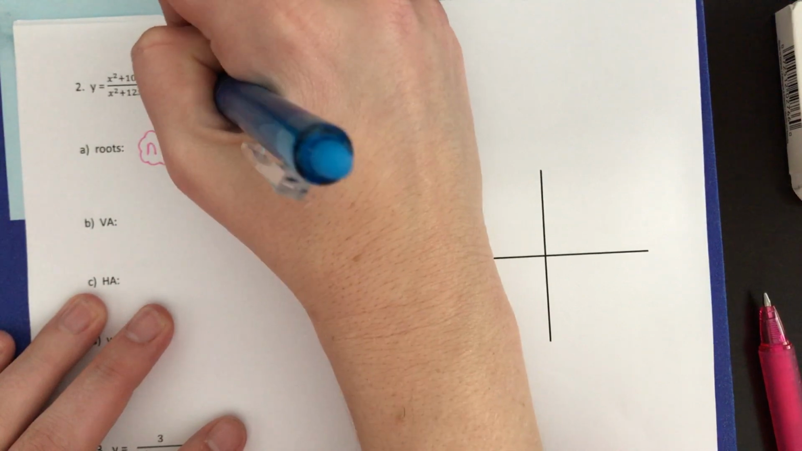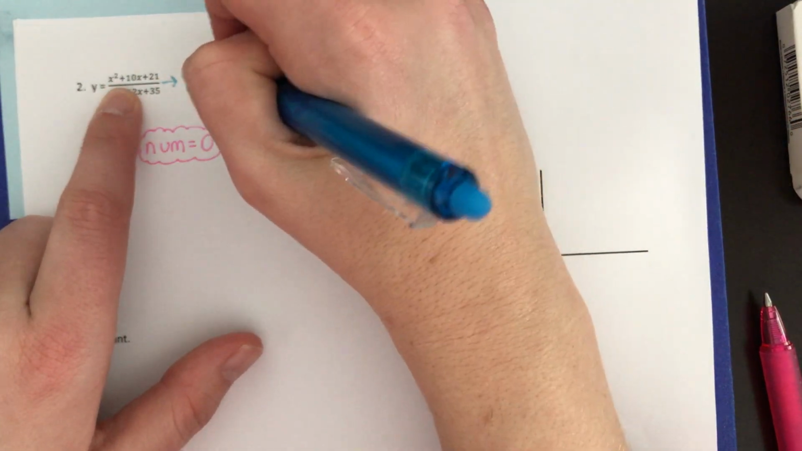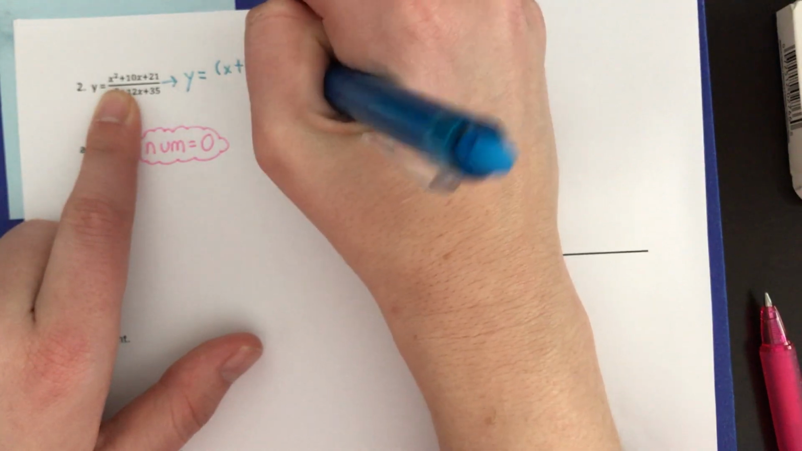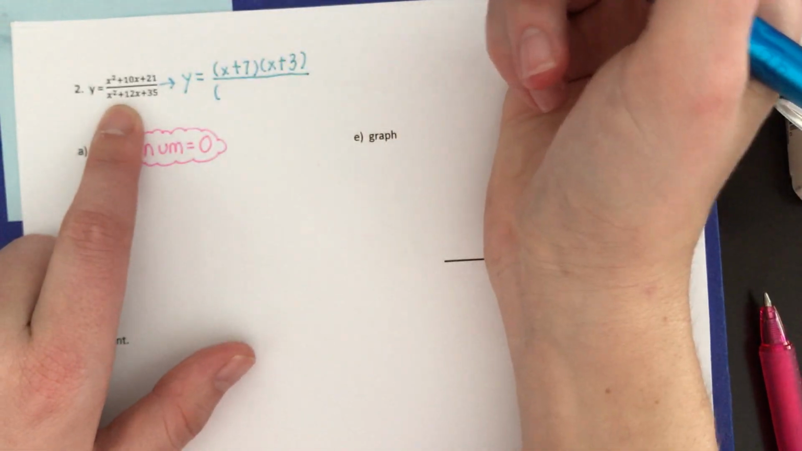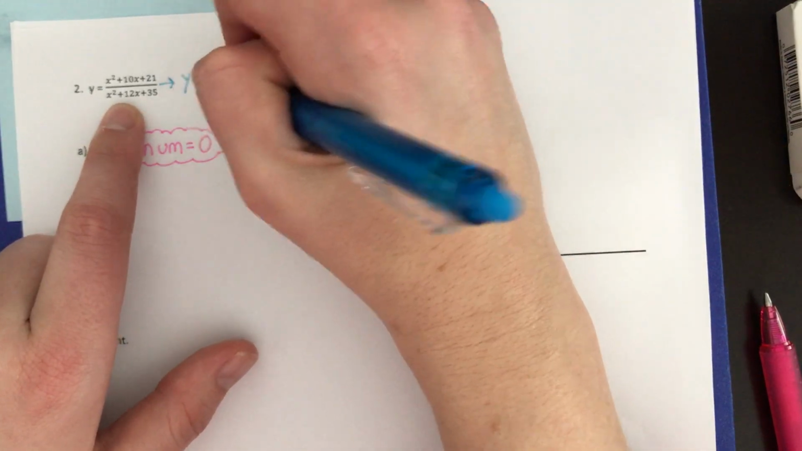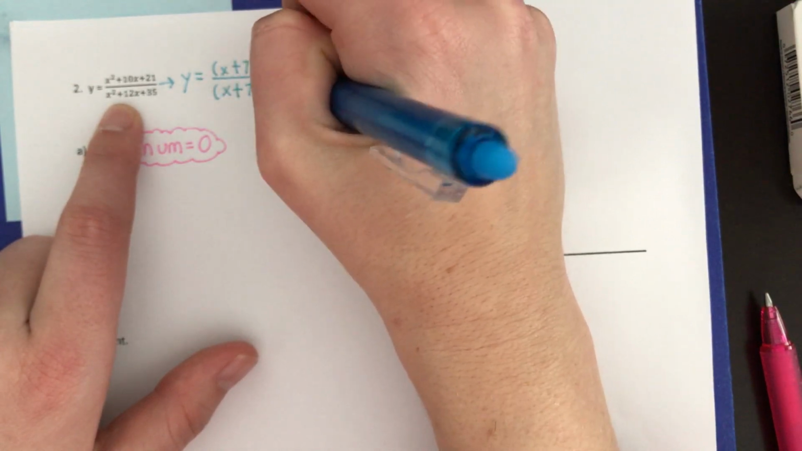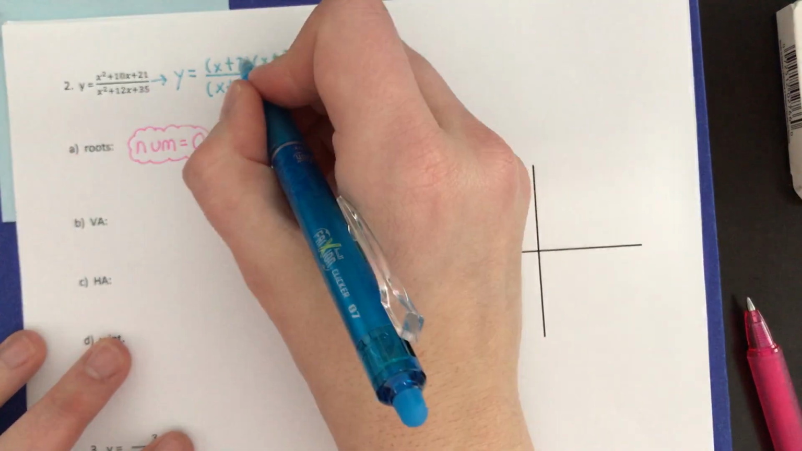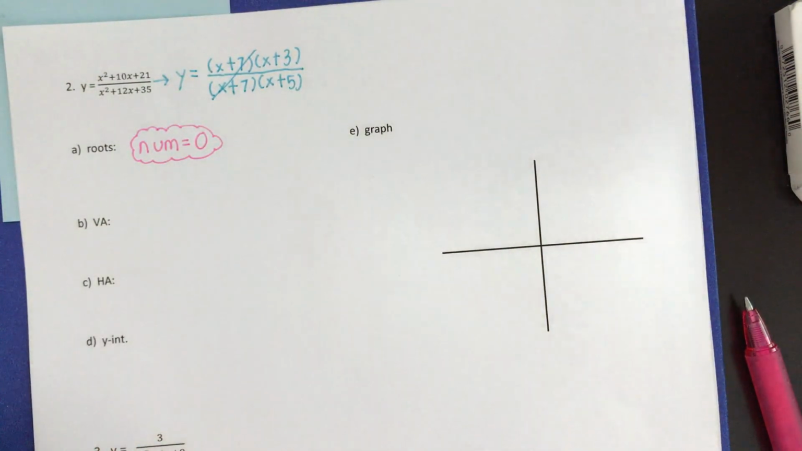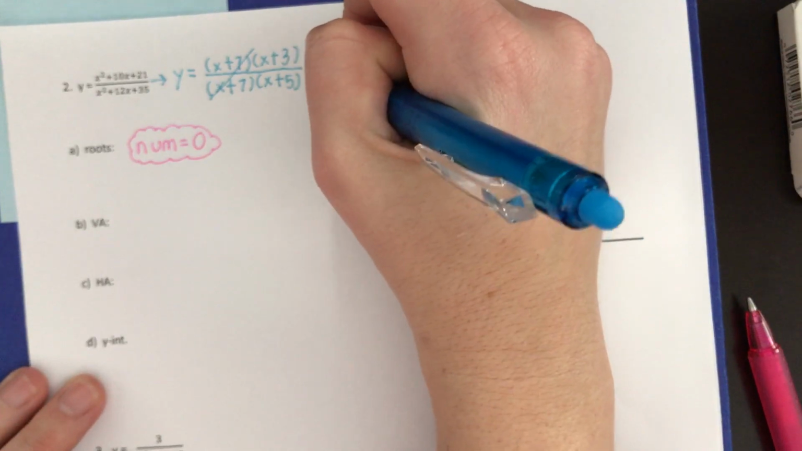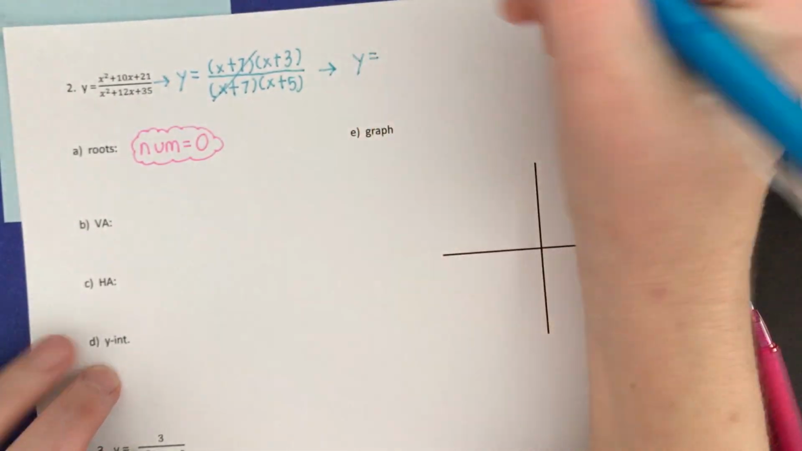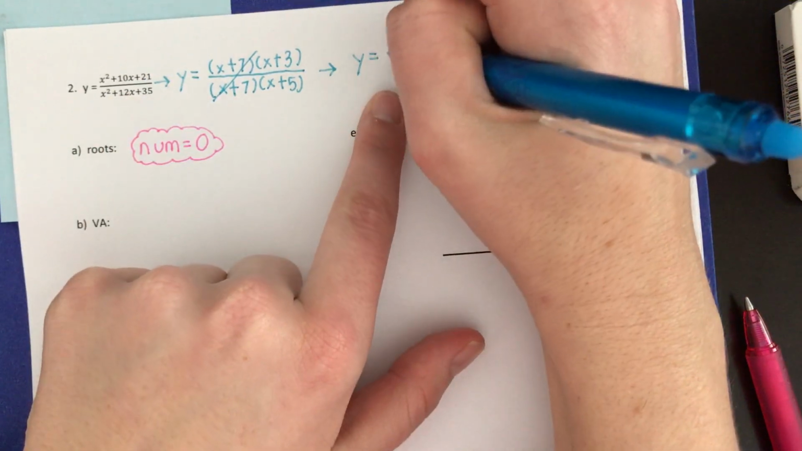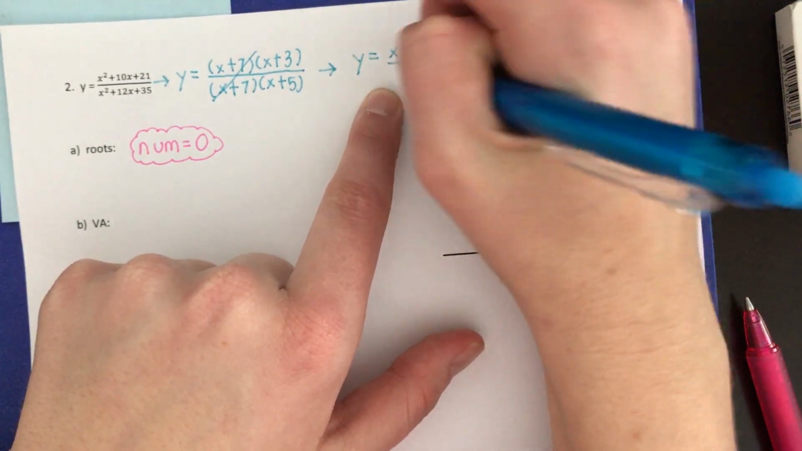So, we are going to do this. y equals, okay, the numerator would factor to (x plus 7)(x plus 3). Hopefully you saw that pretty quickly. The denominator is going to factor to (x plus 7)(x plus 5). Okay, and look at this. You can see here that x plus 7 and x plus 7 are going to cancel. So what does that create? Hopefully you remember, that creates a hole. So we're going to write our simplified version of this equation: y equals x plus 3 over x plus 5.